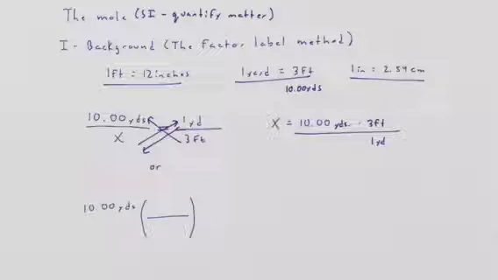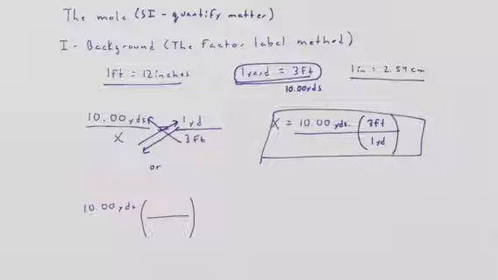The factor label method does sort of the same thing. It takes this fact and turns it into a factor by which we're going to multiply our original number. Now watch the setup, because what we end up with is this. So we end up with 1 yard. Notice now the yards are going to cancel each other out, aren't they? And on the top we have 3 feet. Now at the end of this, we're just basically multiplying 10 times 3, which we all know is 30 feet.